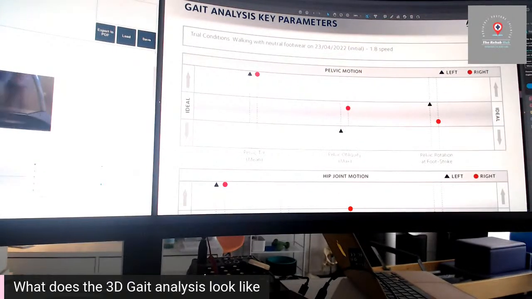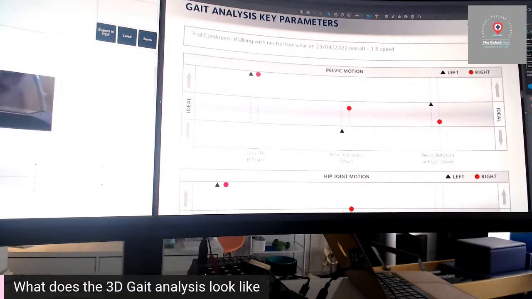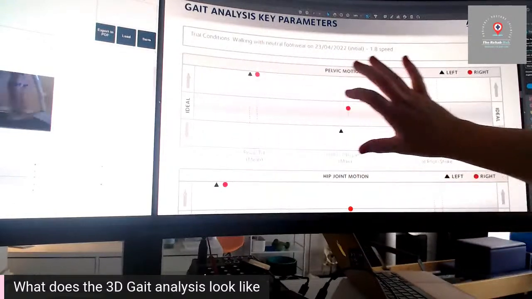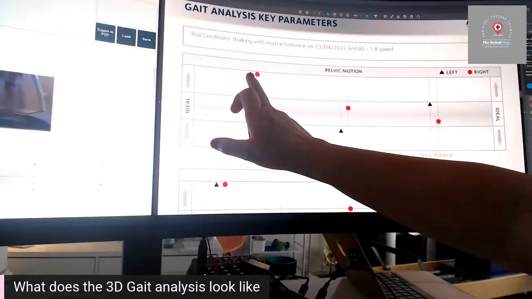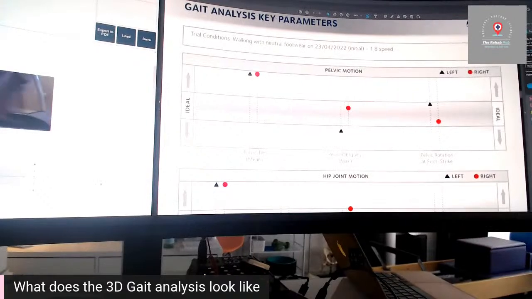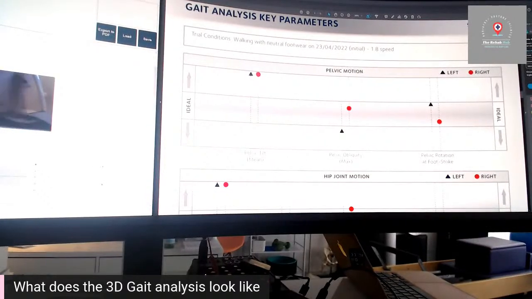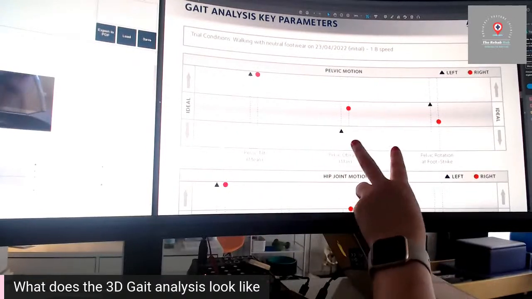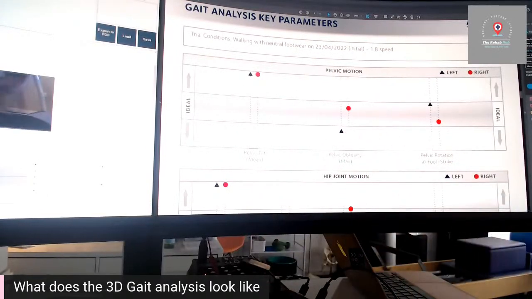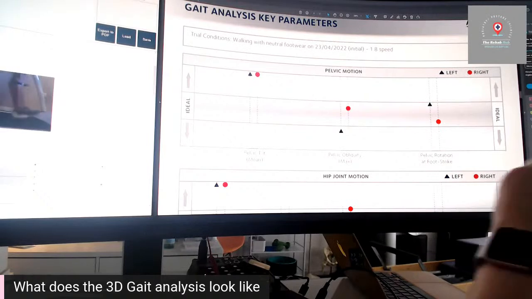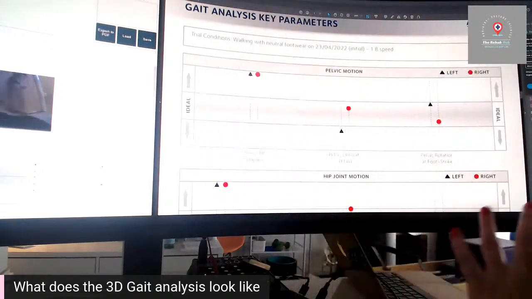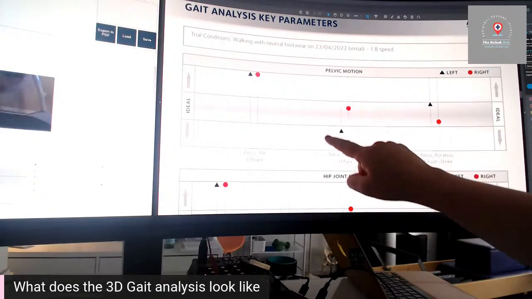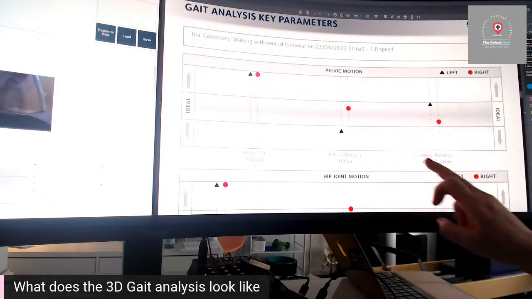This is really what we as the clinician will look at. We've got this graph where we're looking at the pelvic motion. The left side is the triangle, the red dot is the right side. We've got pelvic tilt down here, the sagittal plane, pelvic obliquity, the frontal plane, and then our pelvic rotation, the transverse plane. We can see at a very quick glance where the big hitters are. We can see immediately that we've got some discrepancy between the left and the right side, and we can also see it within that rotation.